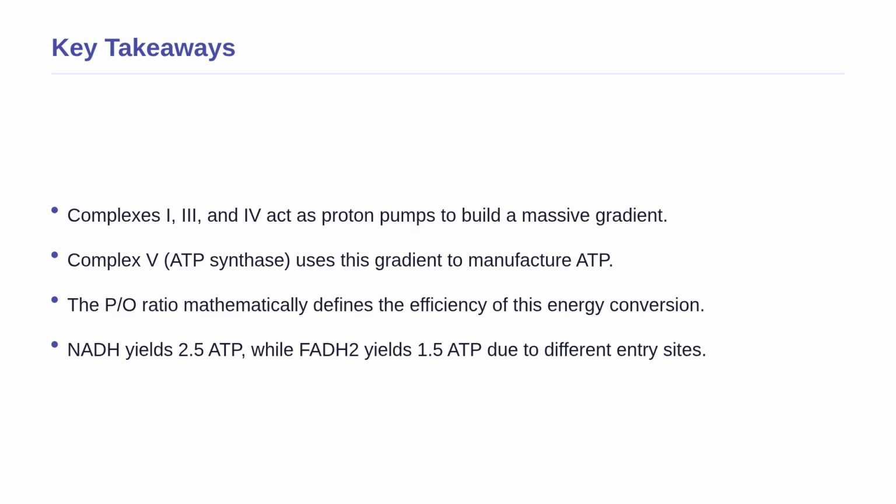We have covered a lot of ground today, so let us summarize the most important ideas. First, remember that the sites of ATP production are intimately linked to the electron transport chain. Complexes 1, 3, and 4 act as the crucial pumping sites that build a massive proton gradient. Second, complex 5, or ATP synthase, is the actual manufacturing site where this gradient is converted into ATP.